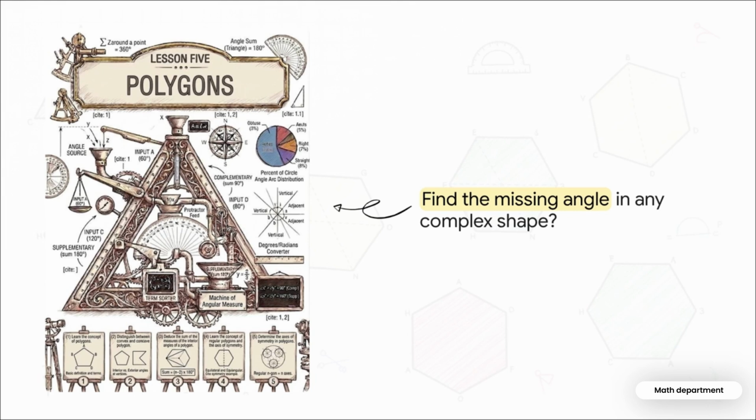It's called the machine of angular measure. It looks incredibly complicated, right? You've got gears, overlapping lines, protractors everywhere. But listen, by the end of this lesson, you're going to be able to navigate even the most complex compound shapes like this with total ease. So can you find the missing angle in any shape in under 10 minutes? Stick with me and I guarantee you will.